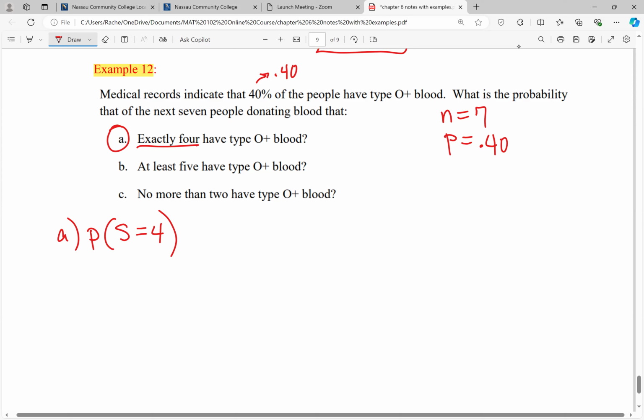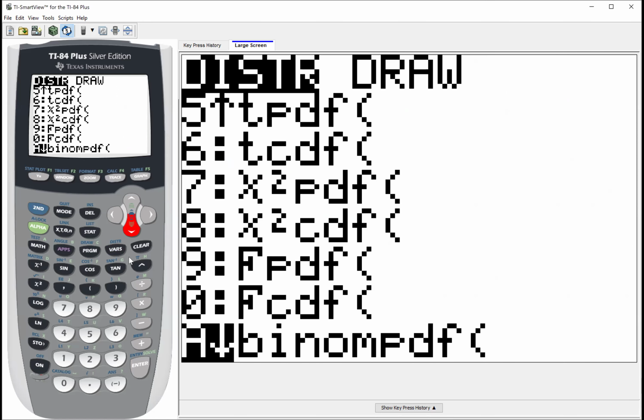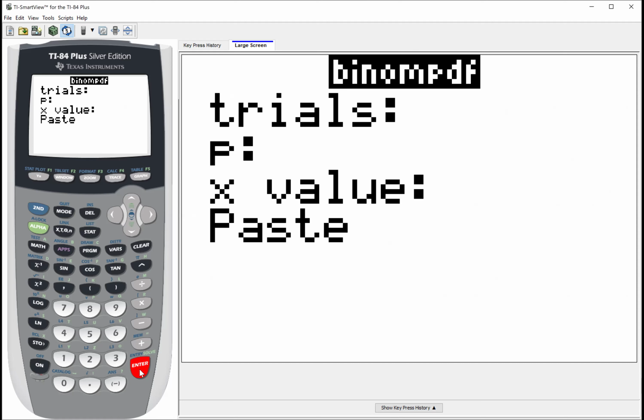Since we're calculating exact, we're going to use the binomial PDF function, where N is 7, P is 0.40, and S is going to be 4, or X, when we go into the calculator, it uses X. So let me share my calculator. So we're going to do second and then the vars key, and we're going to pull up binom PDF. The number of trials is 7. We said the probability of a success is 0.4.